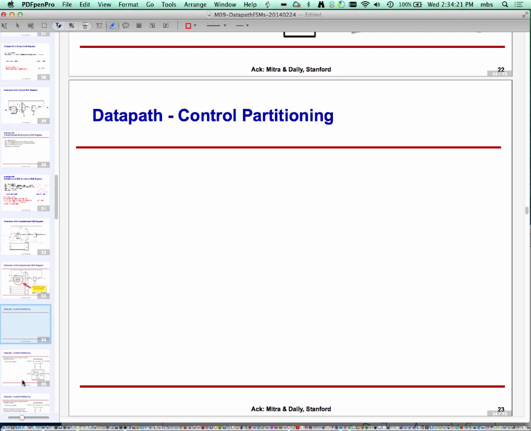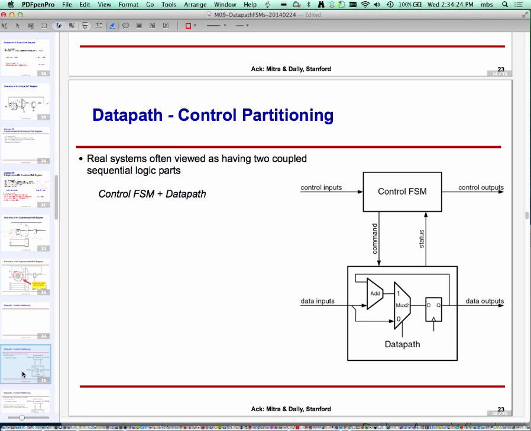So real systems often have both components. In real systems, you would have part of the system implemented from where you started out as a state machine description and mapped it into hardware, and another part where you started out as that pseudo program code and mapped it into multiplexers and adders and stuff like that. And these two parts would talk to each other.